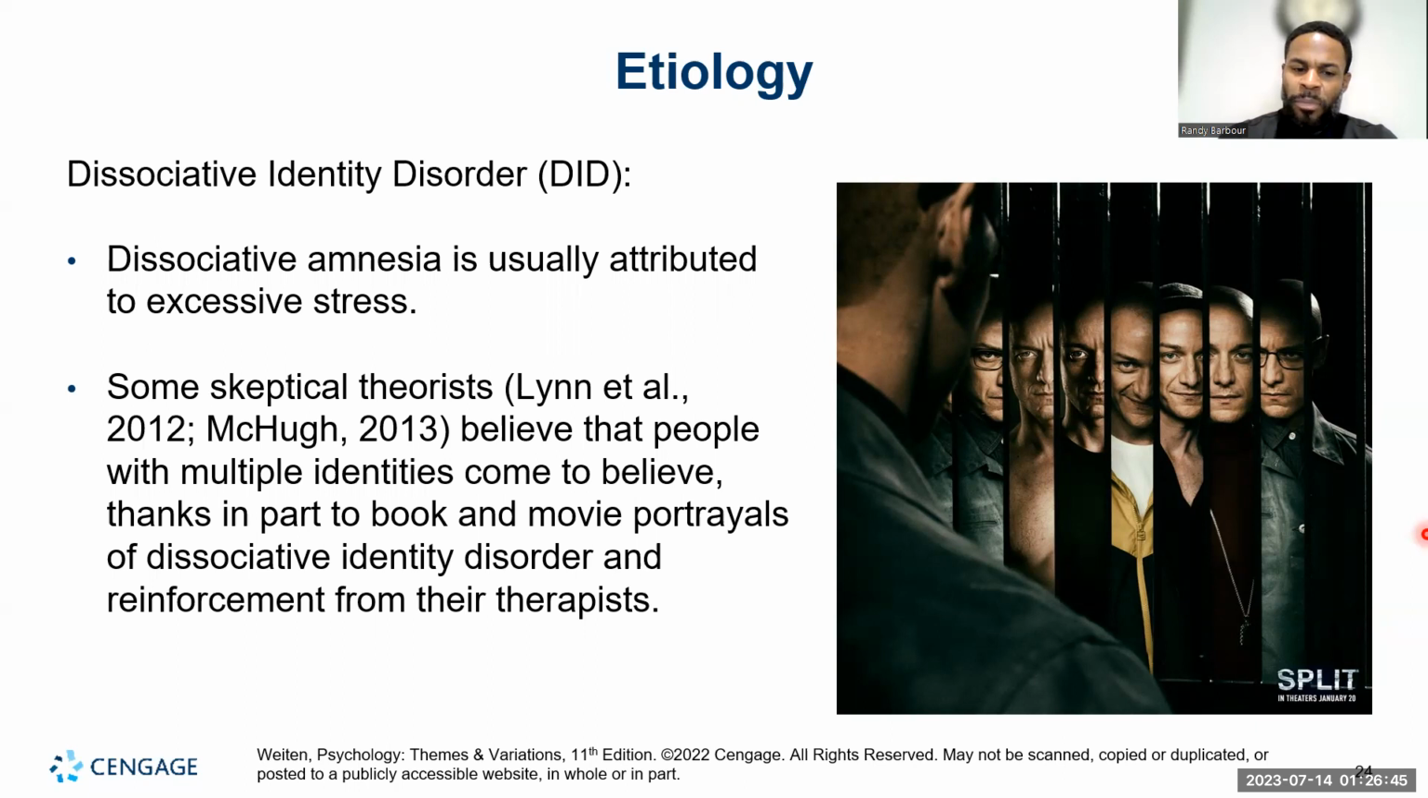Many believe that people with multiple identities come to believe it because of the movies they see or the books they read. Sybil is a book. I think they even created a movie from it where someone had multiple personalities. And so when you see something, obviously you can be primed to act those things out, right? And those portrayals of DID may reinforce some of the therapy that they get, right? You think about you as a therapist working with someone who has multiple personality disorder, especially someone with several personalities, then you could get more notoriety, which creates more popularity.